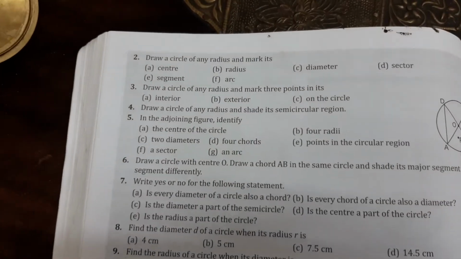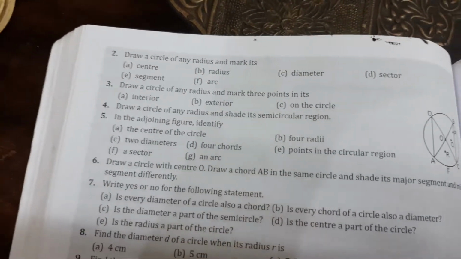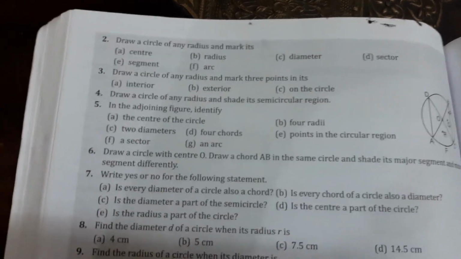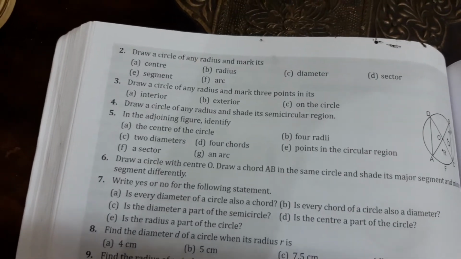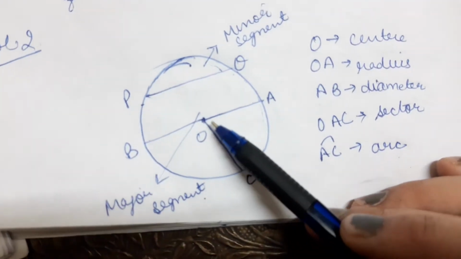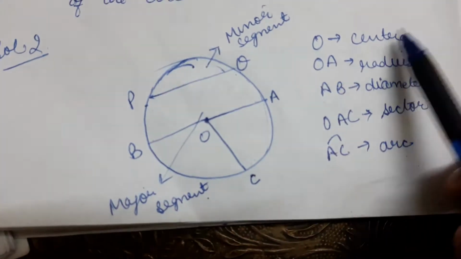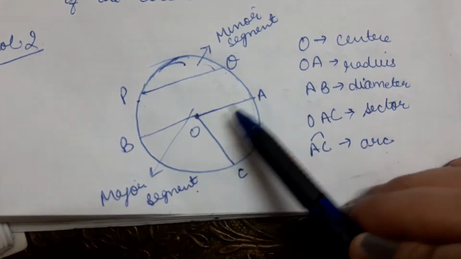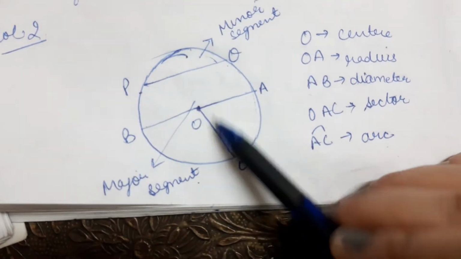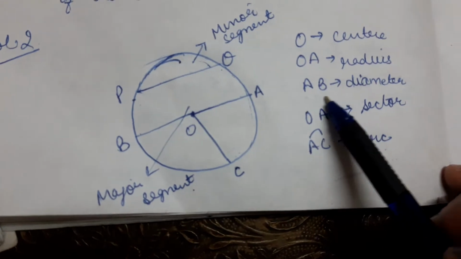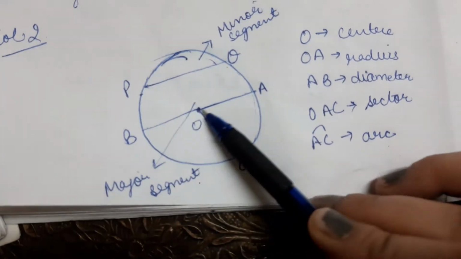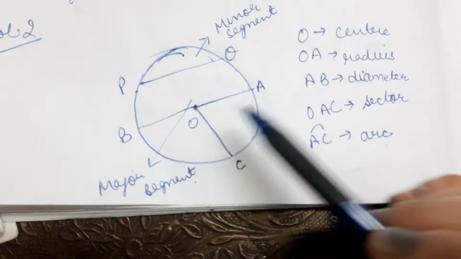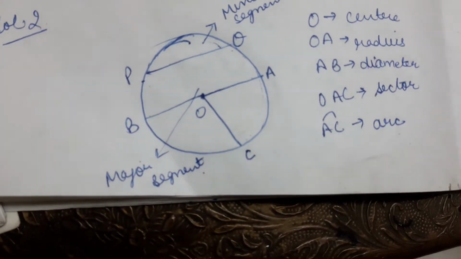Next, question number 2 is draw a circle of any radius and mark its center, radius, diameter, sector, segment and arc. So you have to draw a circle and then mark these things. So this is a circle. Here I first want to mark the center. O is the center of the circle. Here radius from center to the boundary, this is known as radius. So OA, OC, OB all are the radii. Next is diameter, a chord which is passing through the center. Here AB is the chord which is passing through the center, so AB is the diameter of the circle.